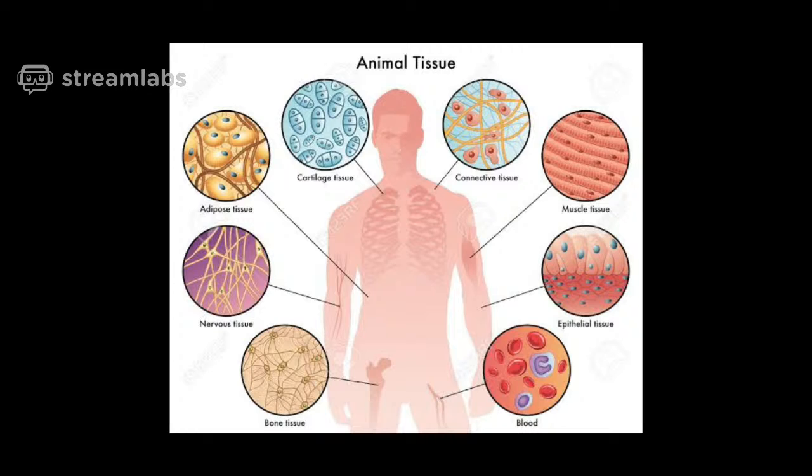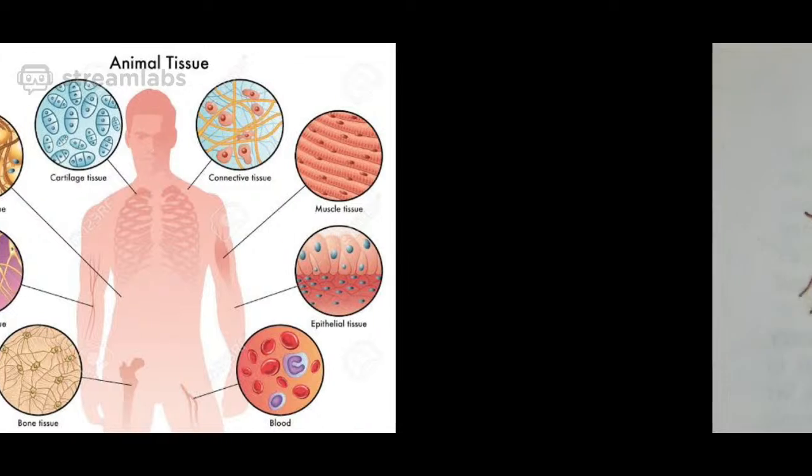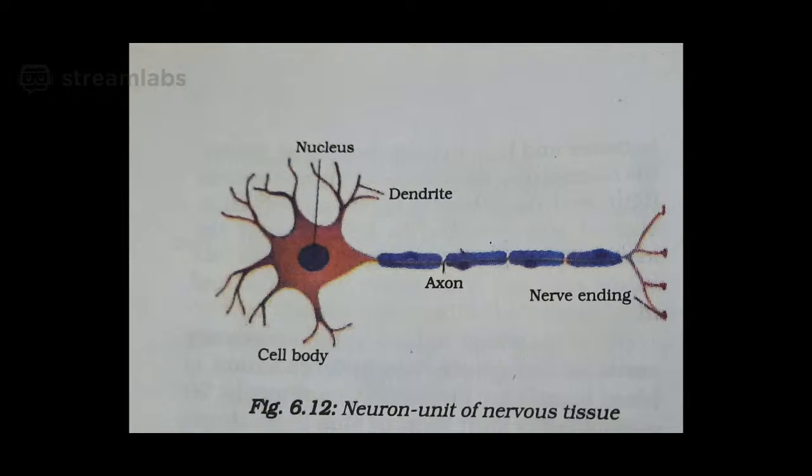And connective tissue is areolar connective tissue. And the final one is nervous tissue, which forms the nervous system. This nervous system is mainly made up of a single cell called the neuron. This is the neuron. The neuron has small branches called dendrites, a distinct nucleus, a cell body, and a very elongated branch called the axon. The axon is covered by a myelin sheath, and it ends with nerve endings or terminal buttons.